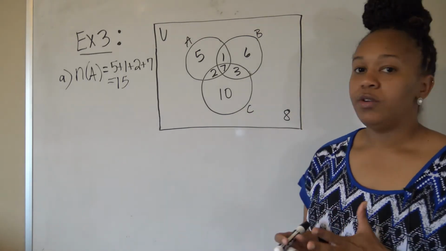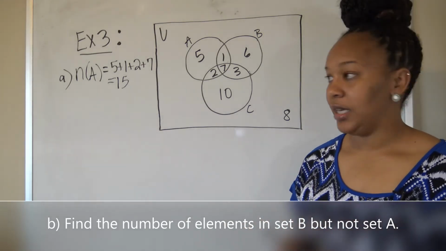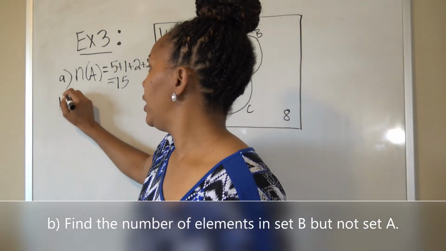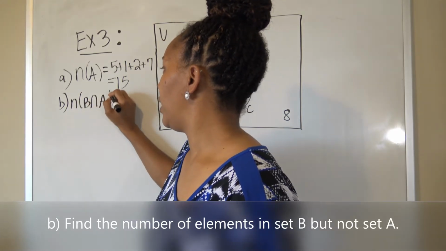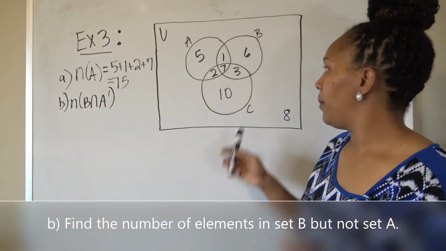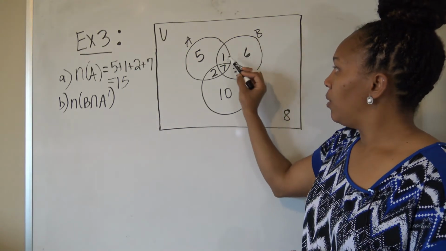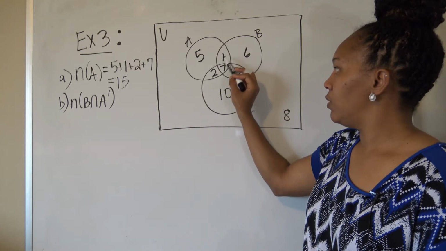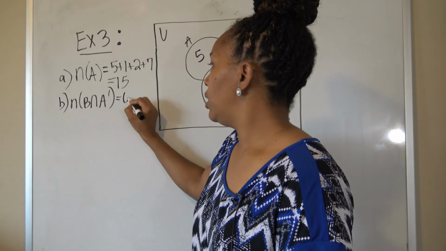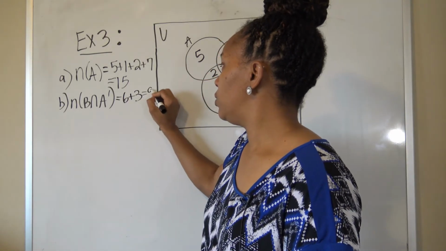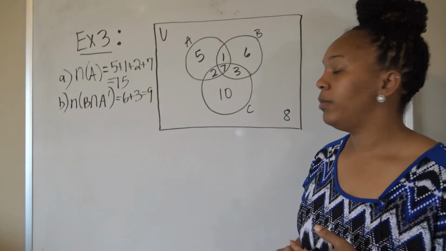The next thing we want to do is find the number of elements that are in set B but not in set A. So we want to know what is the number of B intersect not A. That means how many things are in B but not in A. This whole circle is B, but we don't want to include the things that are also in A. So take those out, and we're left with just the 6 and the 3. So 6 plus 3 is equal to 9. So the number of elements that are in B but not A is 9.